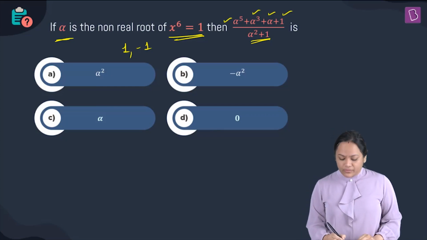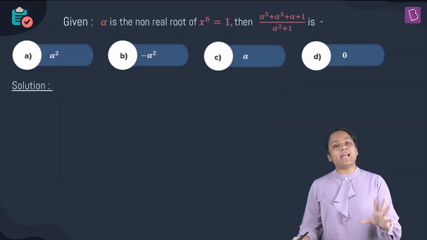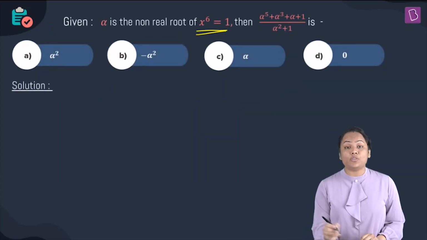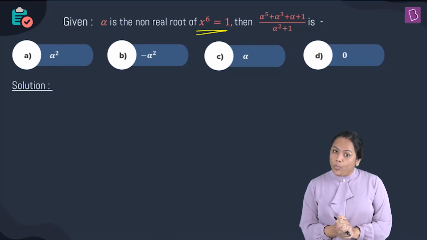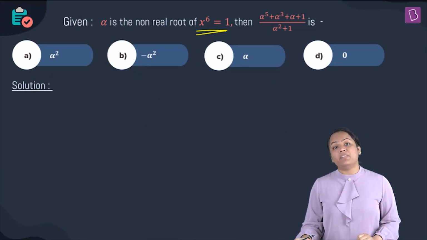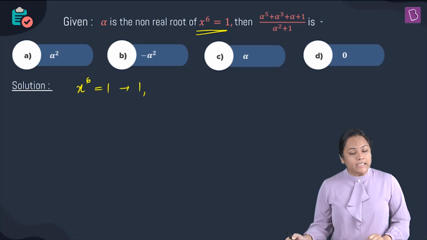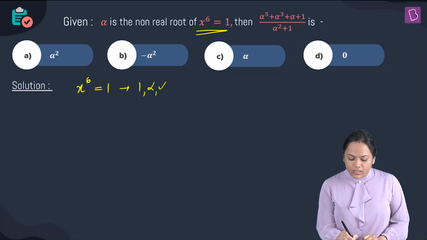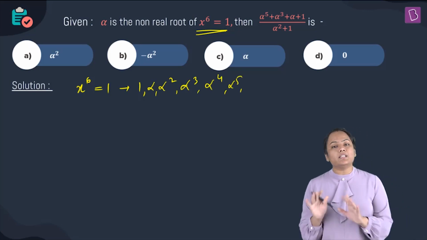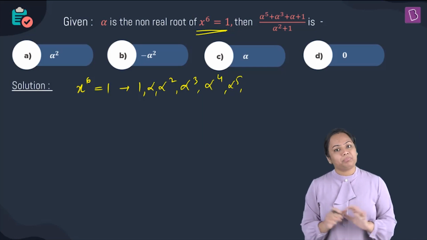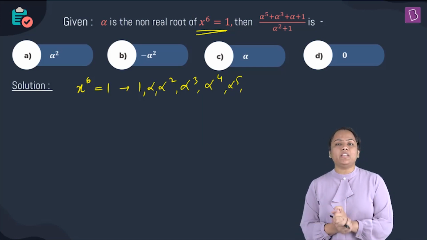Well, to find the value of this expression, first of all, can you tell me what are the roots of x raised to 6 is equal to 1? Well, we have already seen that since alpha is a non-real root, I can say the roots for this equation will be 1, then alpha square, then alpha cube, then alpha raised to 4, alpha raised to 5. These are the 6 roots of unity. Clear? Now, what is the sum of these roots, guys?